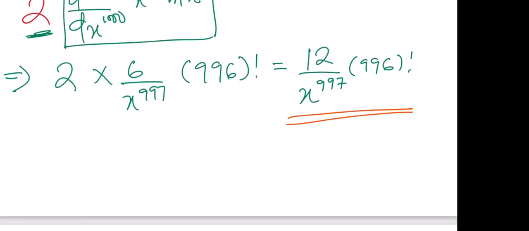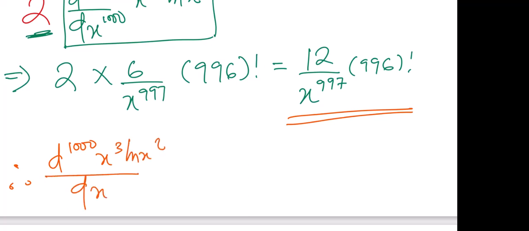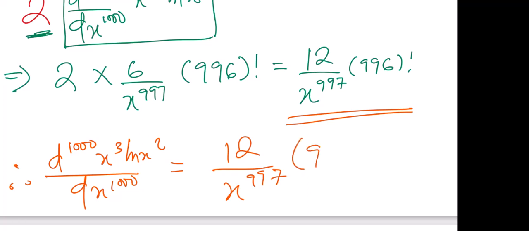So therefore we can write, d^1000 of x cubed ln x squared over dx^1000 is equal to 12 over x power 997 times 996 factorial. That's our final answer.